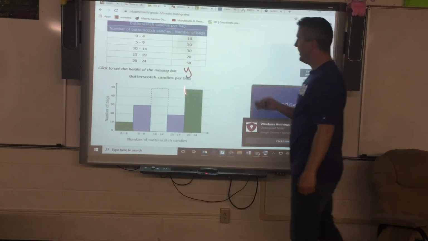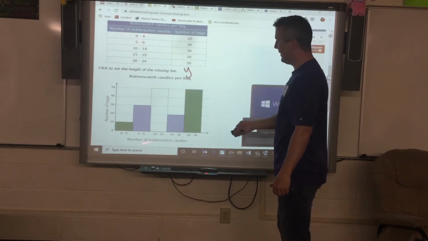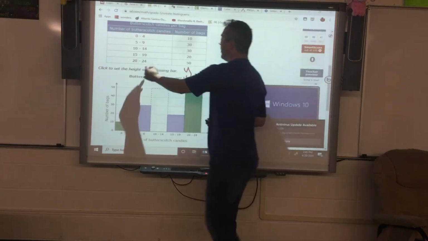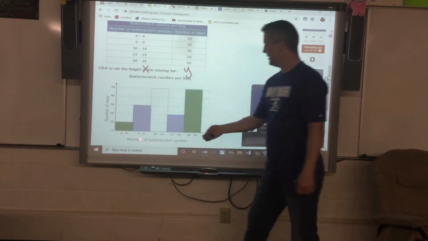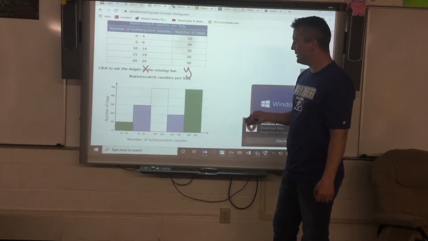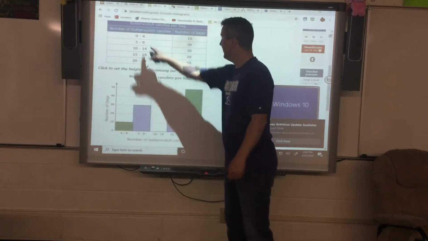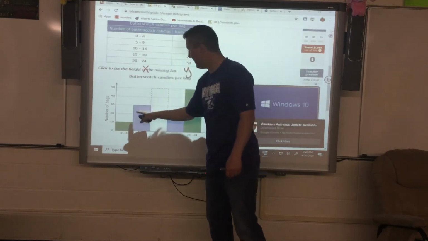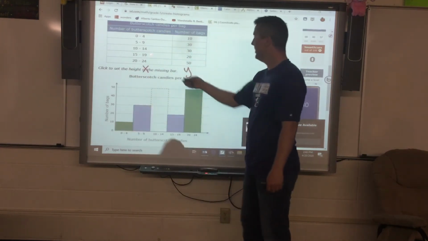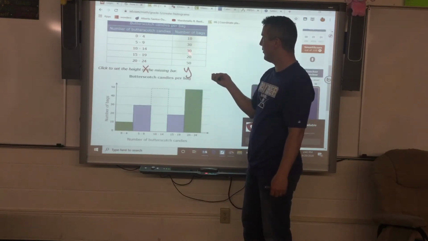Okay. Then I look over here, number of butterscotch candies. That's your information on the bottom. That's your x-axis. So number of butterscotch candies. You are asked to find that 10 to 14 range. Okay, 10 to 14. They already did 0 to 4. 0 to 4, there was 10. Between the 5 and 9, there was 5 or 10, 20, 30. Okay, so you're asked to find between 10 and 14. You had to put 30 in there.